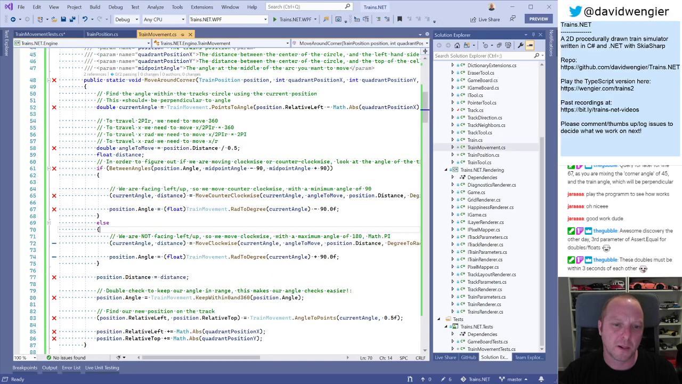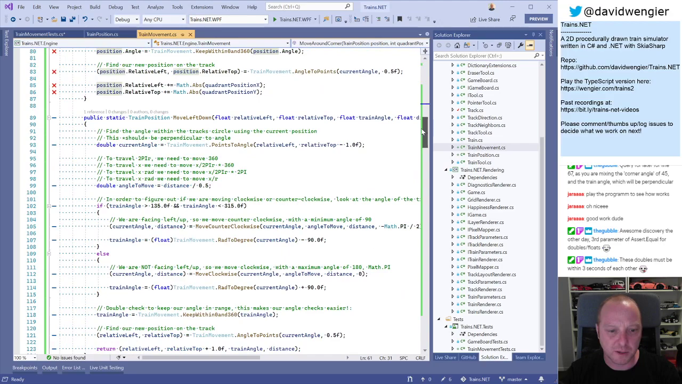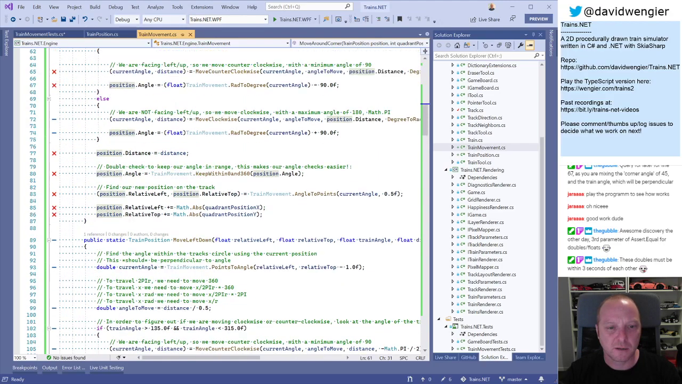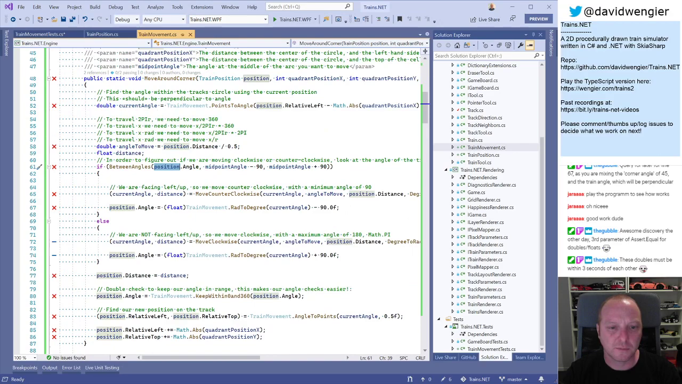Left up. Alright, so it is this line. This line should be sending our second test through this branch, and it's not. So what are we saying here? If between angles, midpoint minus 90, midpoint. Oh, right. Is this the wrong... Did I change this? Is that supposed to be... Yeah, no, train angle. Is it supposed to be current angle? Now. Evidently not. So, close.